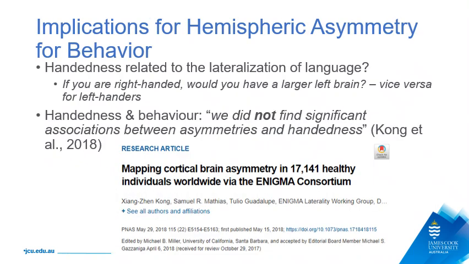We now have a question. Is handedness related to the lateralization of language? In other words, if you are right-handed, would you have a larger left brain, and vice versa for left-handers? Based on research done in 2018 by Cohn et al., it was found that there were no significant associations between asymmetries and handedness.